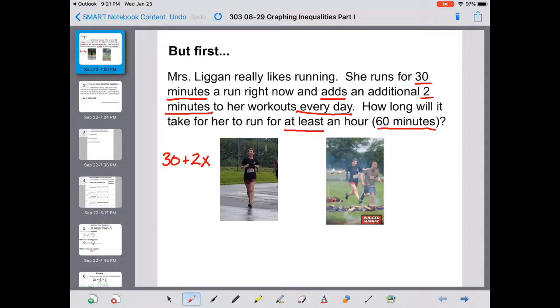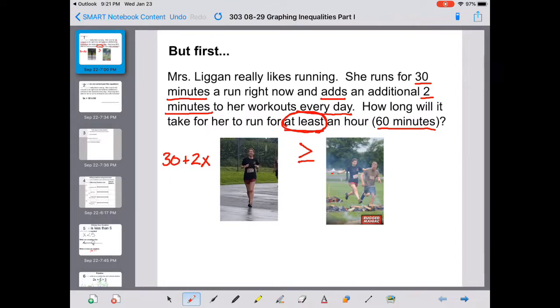And then we want to know how long it will take for her to run at least an hour. So at least is a key word here. We're going to talk more about those later. But for right now, it's good to know that at least means we're going to use the inequality symbol greater than or equal to, meaning that she runs a minimum of 60 minutes, but she can run more than that.